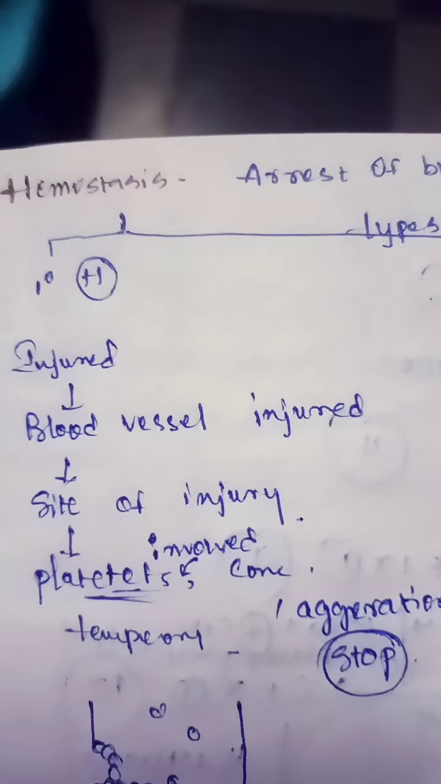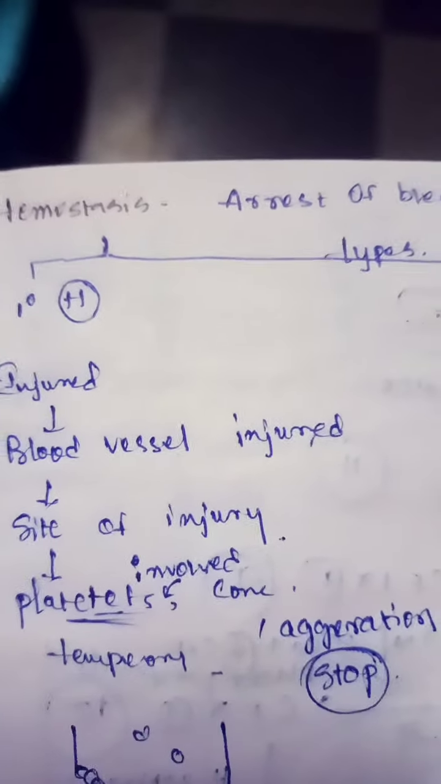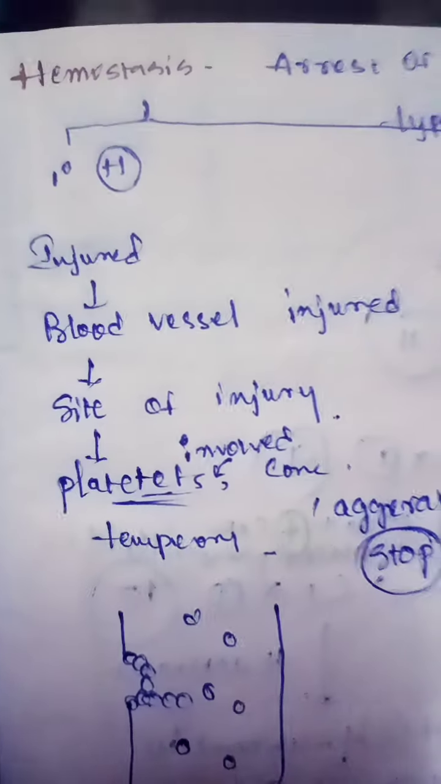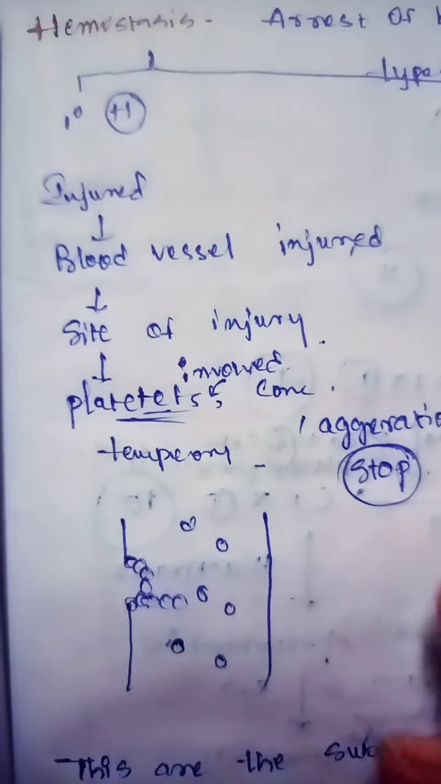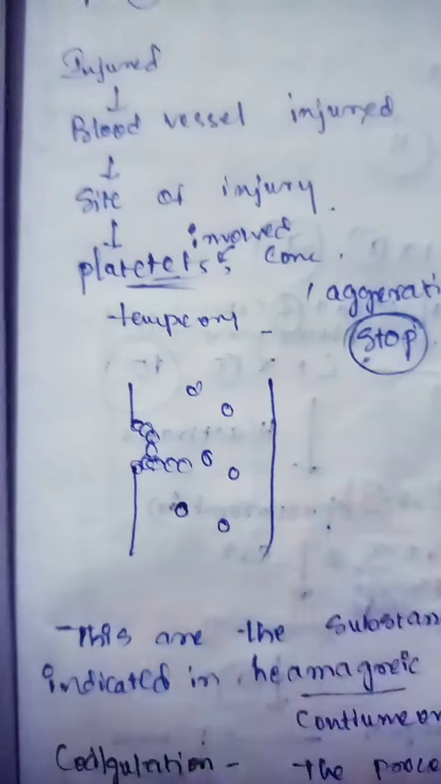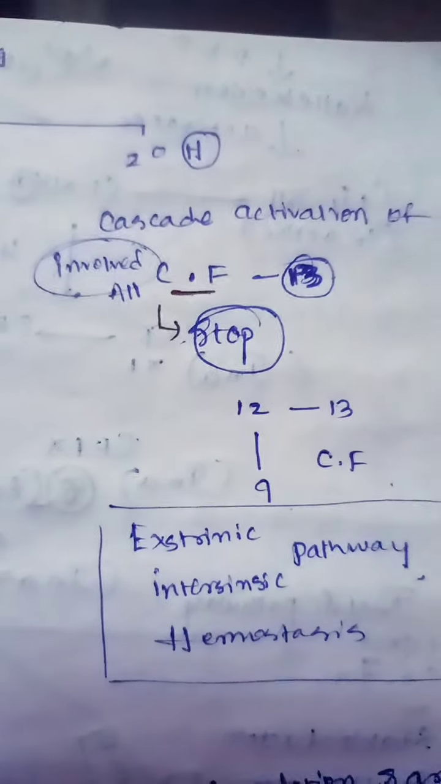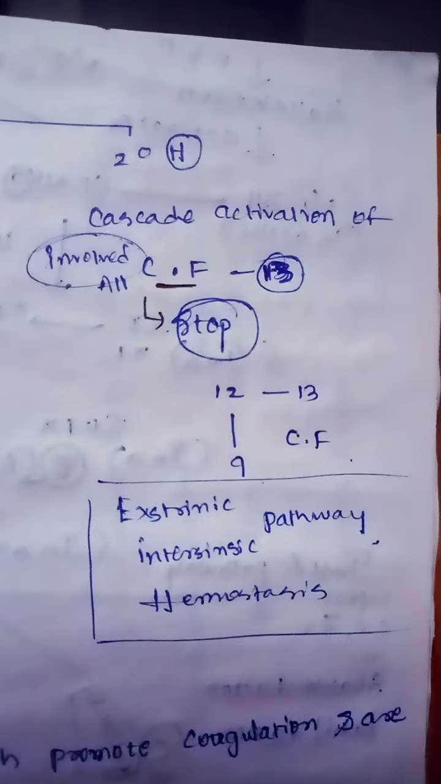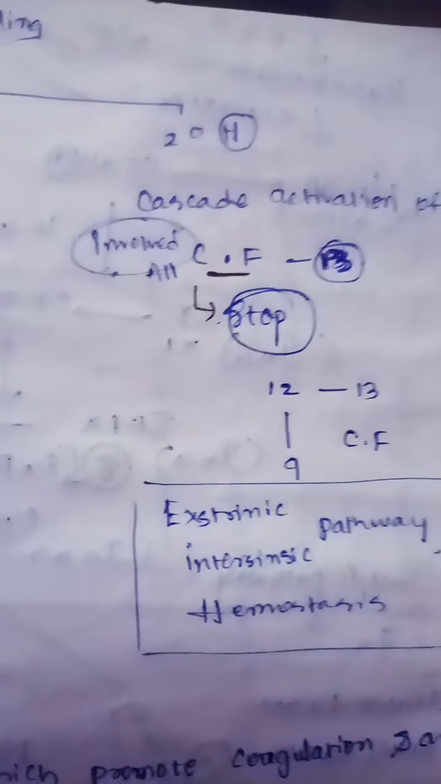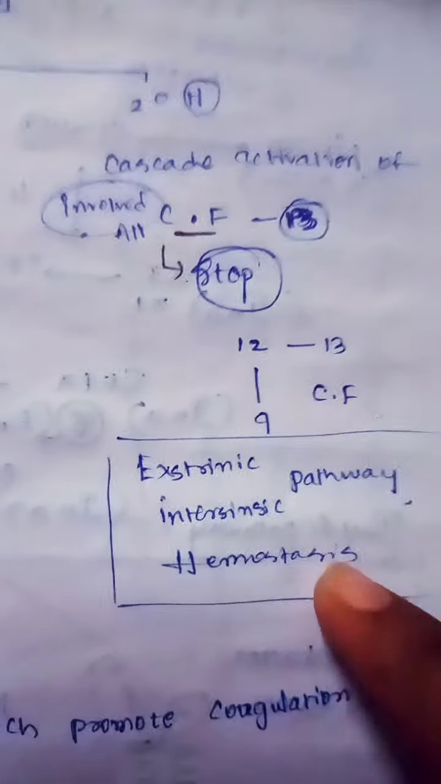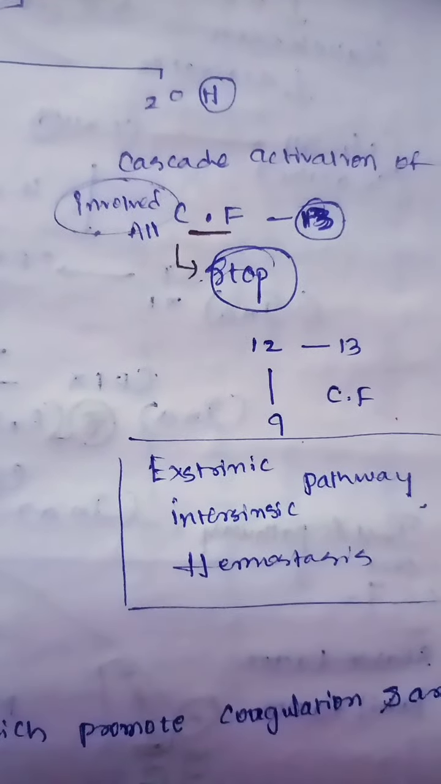Hemostasis. In primary hemostasis, if an injury happens, the blood vessel is injured. At the site of injury, the platelets will go and temporarily aggregate and stop the bleeding. In secondary hemostasis, there is the cascade activation of clotting factors, activating 12, 13 and the others, that stop the blood. We'll discuss 9 later. Here the intrinsic and extrinsic hemostasis pathways will come in.